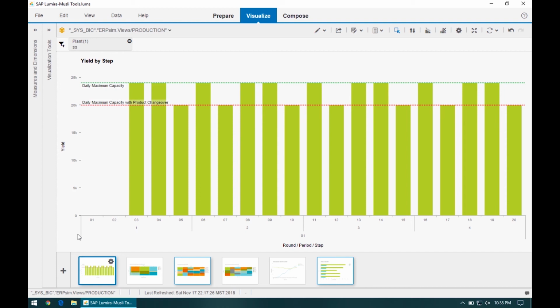This first visualization that I have developed is a very simple but very important visualization. It shows the overall yield per day by round of all current products.